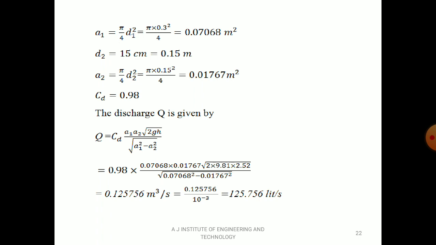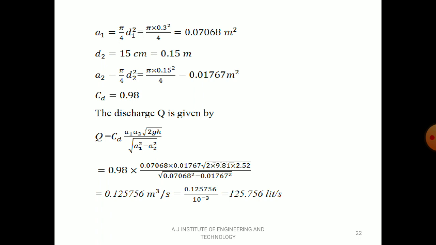If you have confusion in writing the unit, just check with the expression Q equals AV. The unit of A is meter square, and V has unit meter per second. Meter square into meter becomes meter cube divided by second, so meter cube per second. Because we are substituting all the values in SI units, we are going to get the value of Q in meter cube per second.